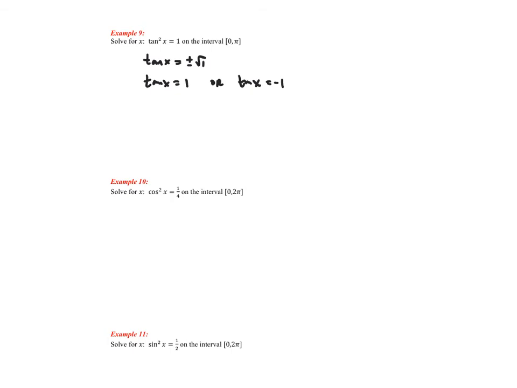Well, where would the tangent equal 1? Now, if you think about tangent, that's y over x. So when would y over x equal either 1 or negative 1? It would be when this angle here is 45 degrees. Okay, so if I look in quadrant 1, of course, that would mean that x equals pi over 4.